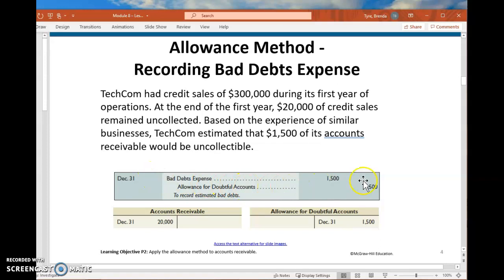So here's the allowance method in a nutshell. We create this new account called allowance for doubtful accounts. This will be a contra account, works opposite the accounts receivable. We will debit bad debts expense and hold all of the ones that we think won't be collectible in this allowance account. So we're going to make an estimate of what we're not going to collect by the end of our fiscal year, and we're going to put it in this allowance account.